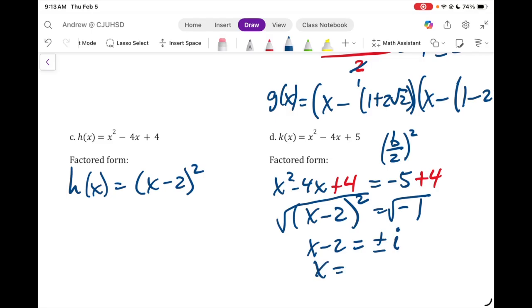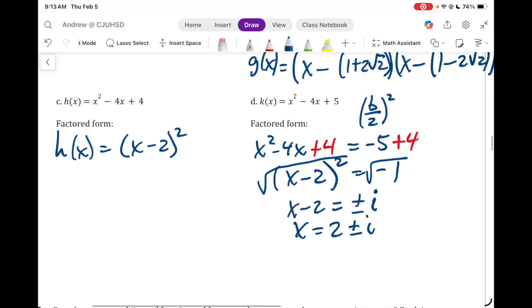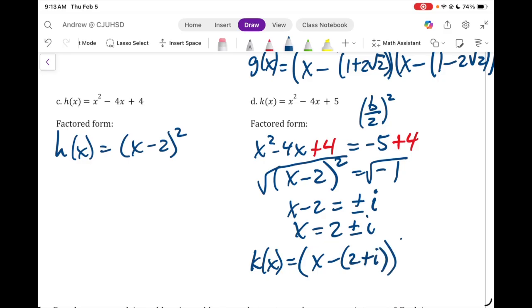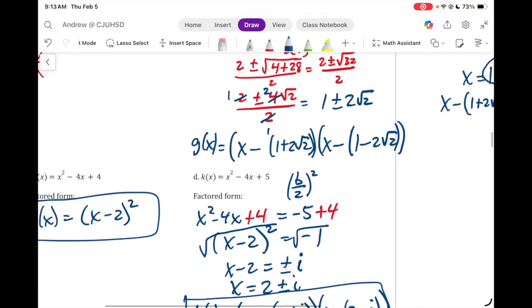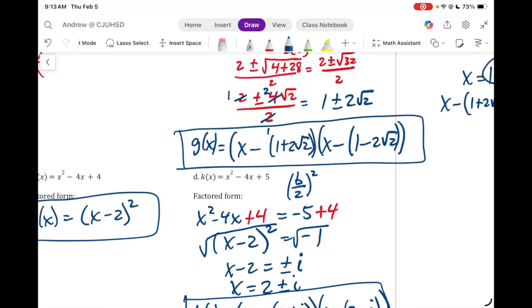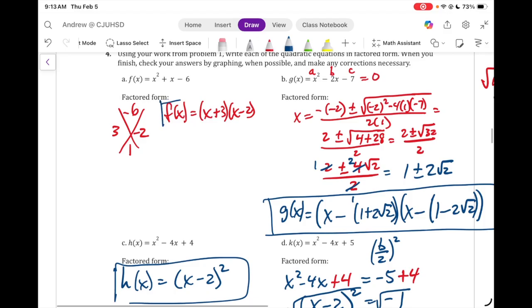Okay, so x is going to equal, and you add the 2 to both sides, 2 plus or minus i. Now, factored form, we're going to write that with subtractions. k of x is x minus 2 plus i, and x minus 2 minus i. Some of these look god-awful, don't they? Terrible.